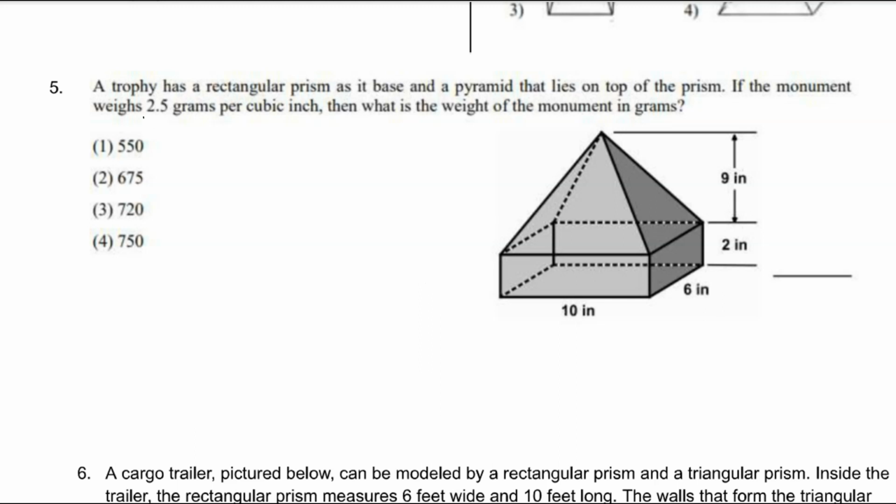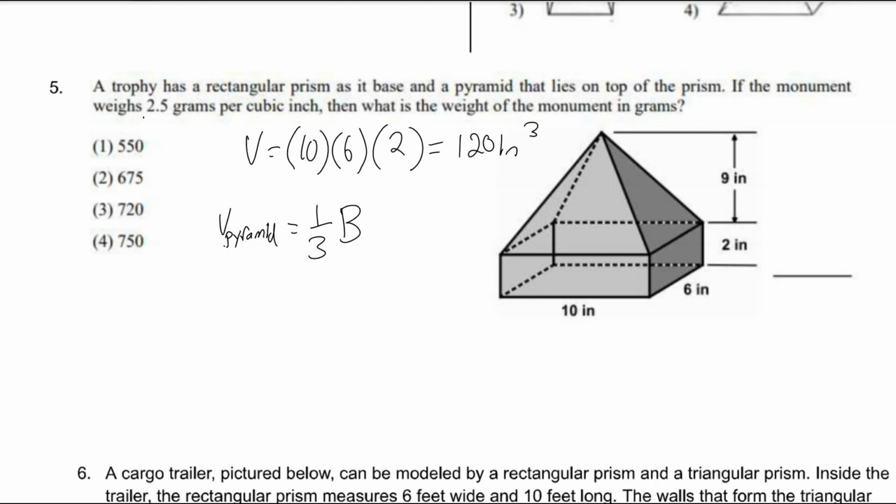Now everything's already in inches here, so if I find the volume of, let's say, that prism at the bottom, that's 10 by 6 by 2, which would be 120 inches cubed. That's just a rectangular prism. The top, though, is a pyramid. And the volume formula for a pyramid is 1/3 the area of the base times the height.